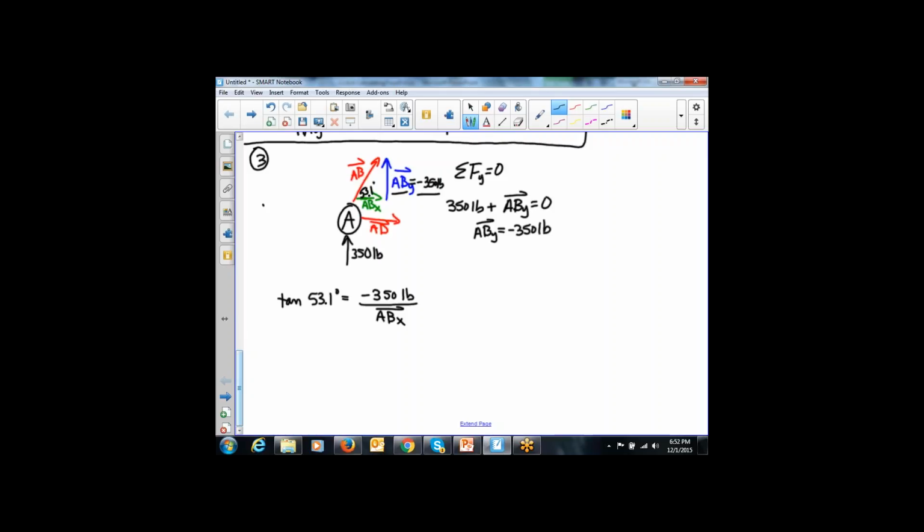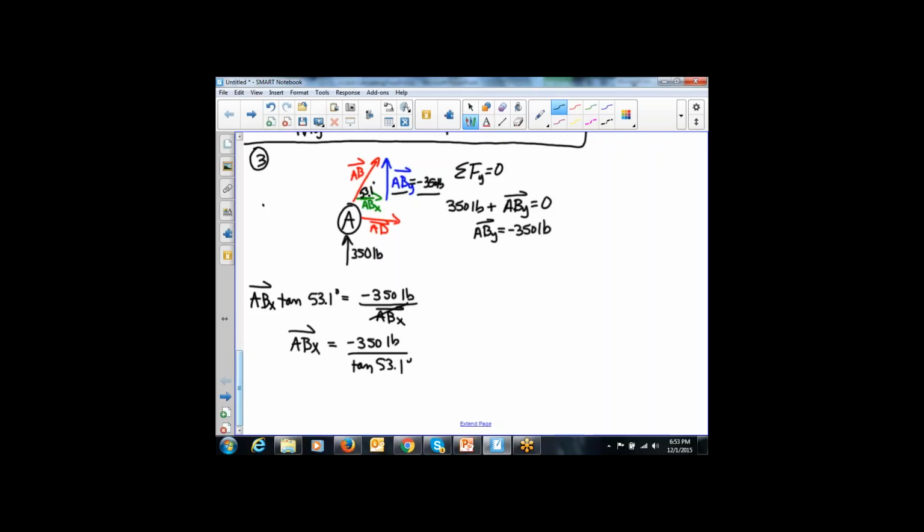So I need to solve this unknown that's on the bottom. I'm going to multiply both sides by the vector ABX. And then I'm going to divide both sides by the tangent of 53.1 degrees. So I'm going to have negative 350 pounds, a negative number here.